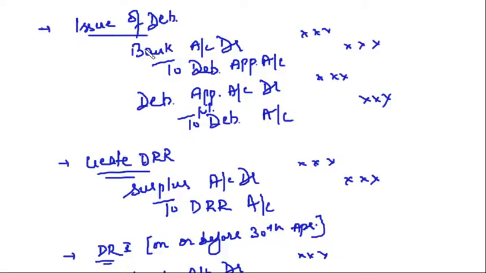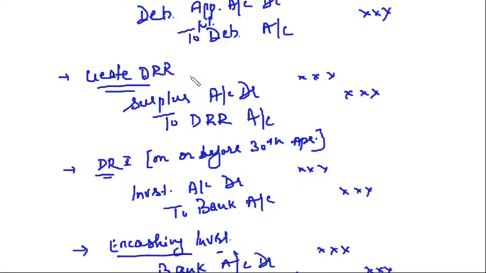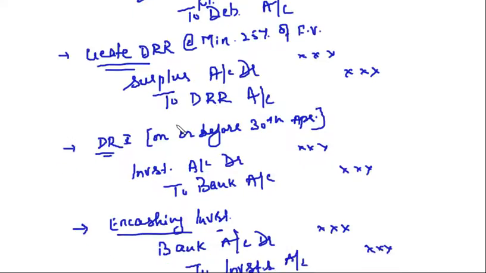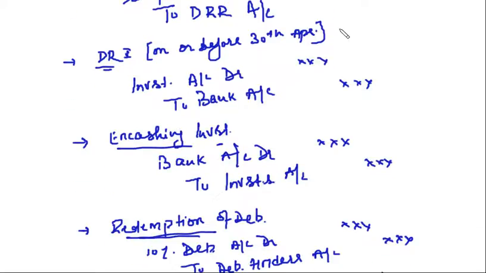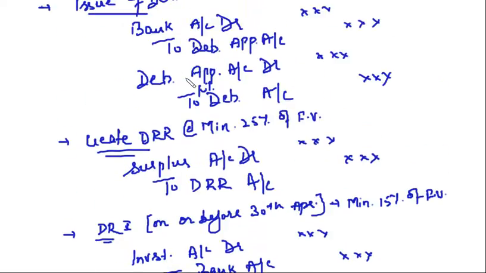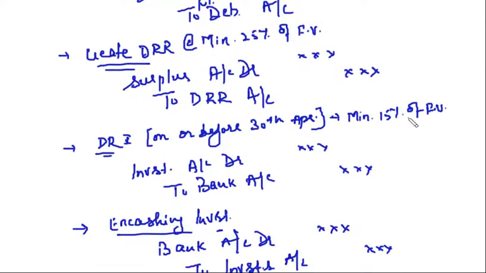First, for the issue of debentures. After issue and before redemption, you have to create DRR at the rate of minimum 25% of face value. Then you have to invest in the specified securities, that is known as debenture redemption investment. This is to be at the rate of minimum 15% of face value. Here it is 25% of face value of the debentures issued. Here it is 15% of face value of the debentures to be redeemed. The basic difference between these two.